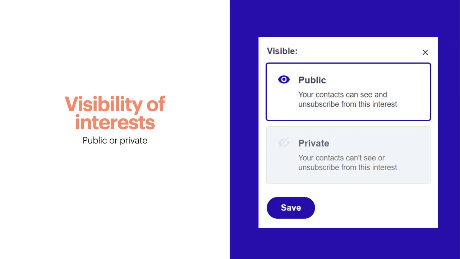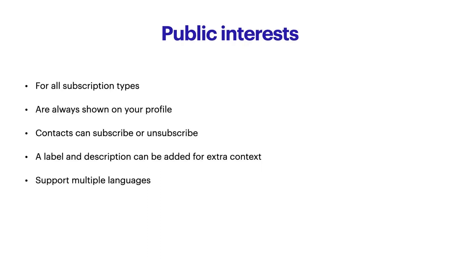As from a Pro subscription, an extra option is added so that you can create internal interest too. These will not append in the profile automatically. Public interests are automatically available for all subscription types. So as soon as you create a public interest in your account, it immediately becomes visible on your contact's profile, and he or she can subscribe to it.